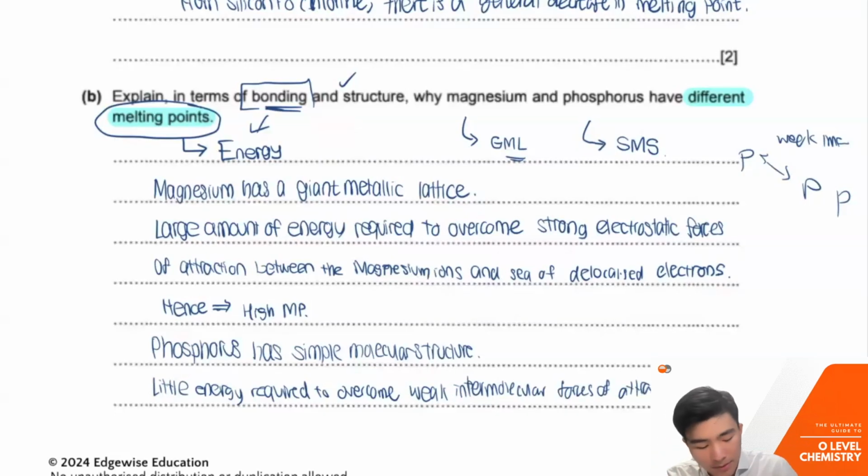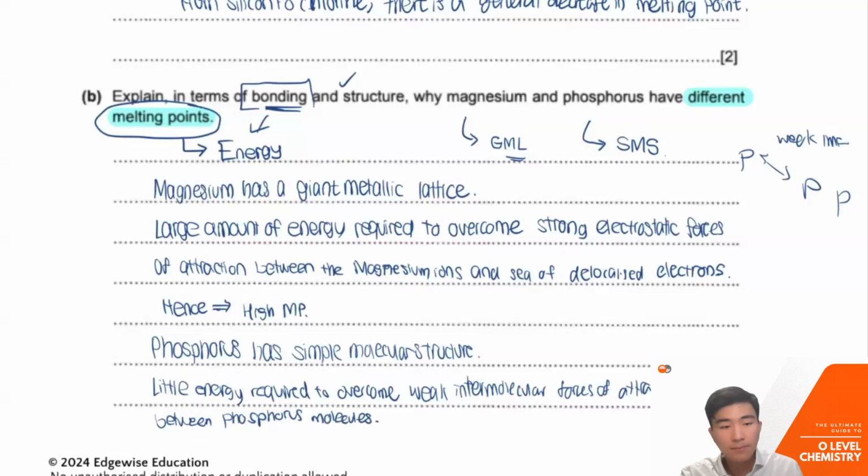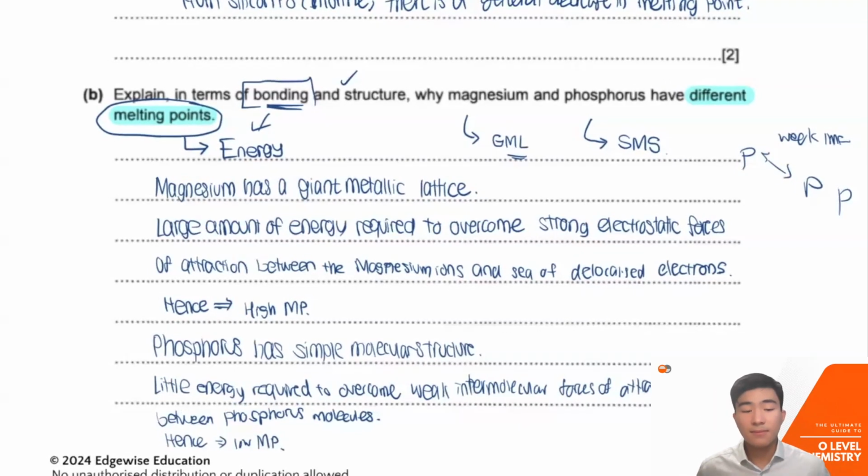between phosphorus molecules. Hence, low melting point. Can you see that? Easy to explain? So always tell me what is the bonding and structure, related to energy.